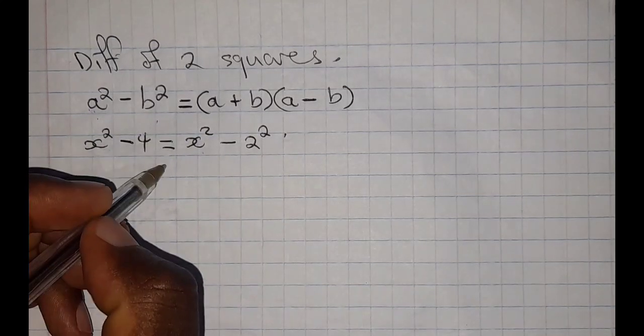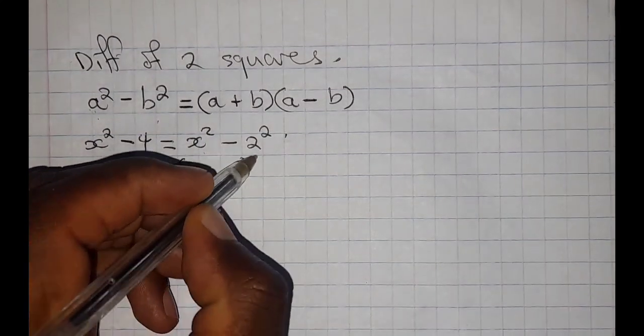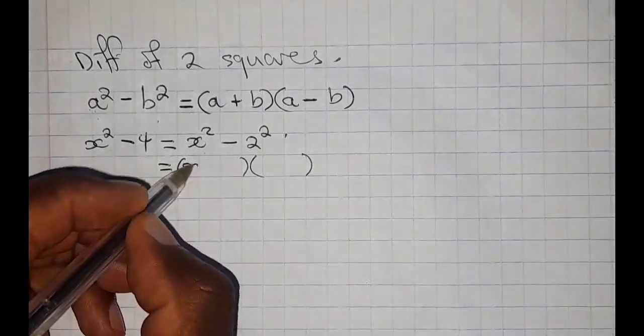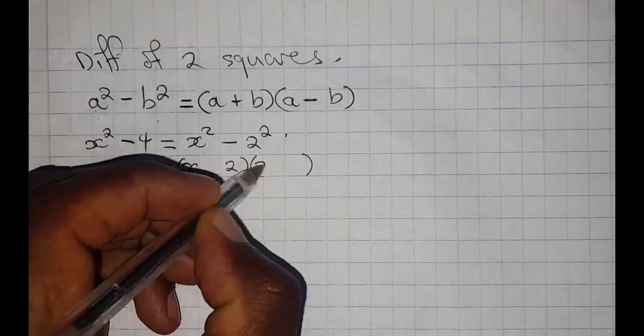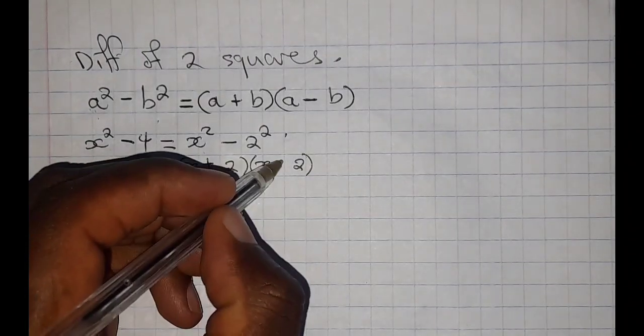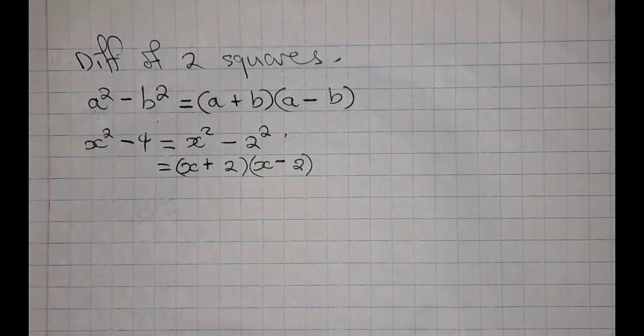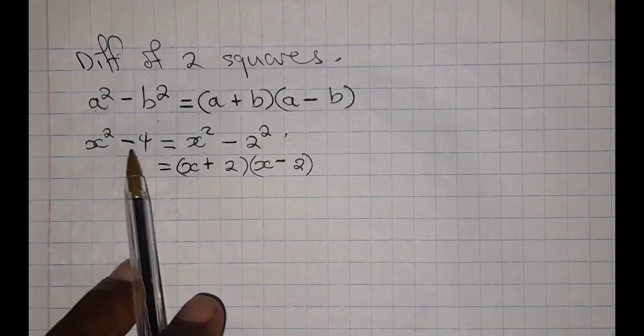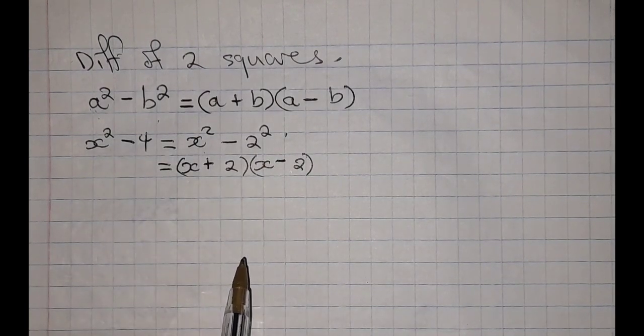So when you factorize it, we create two brackets. In one we put x and 2, in the other x and another 2. So it's a matter of putting addition in one and subtraction in the other. So these are the two factors of this expression.